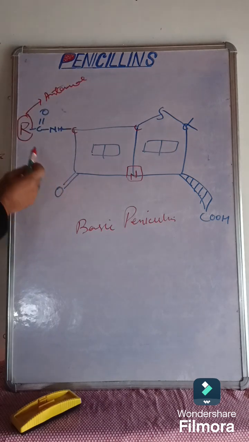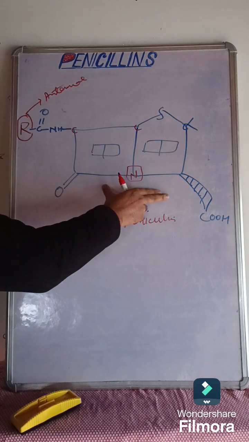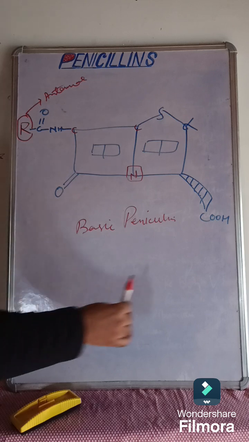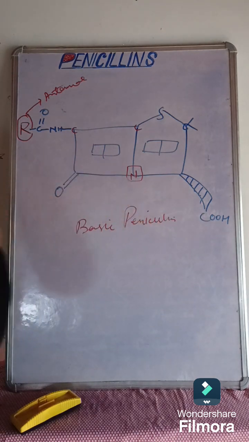This is the penicillin home, this is its antenna, these are its two pathways. One is the carboxylic acid pathway and another is the oxygen pathway. You can enter through this way or through the nitrogen way. And this is the basic home, this is the side chain.